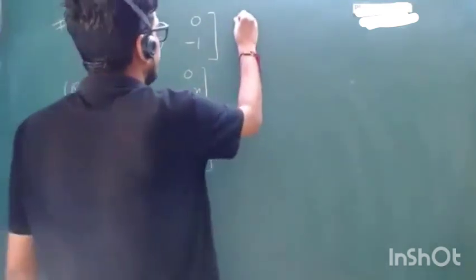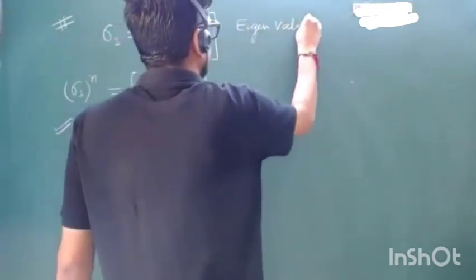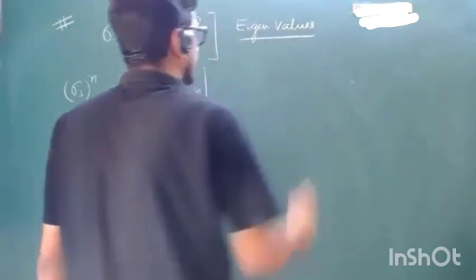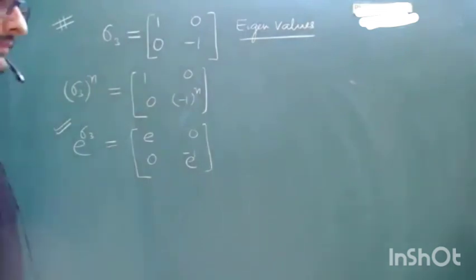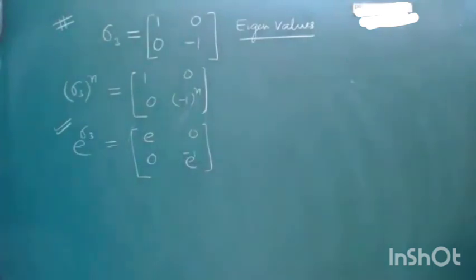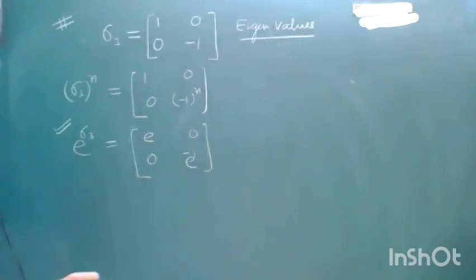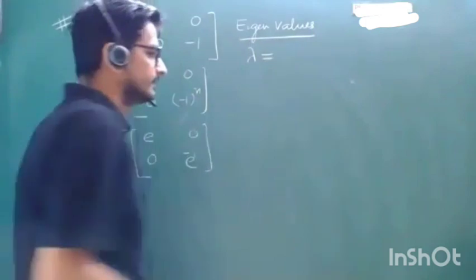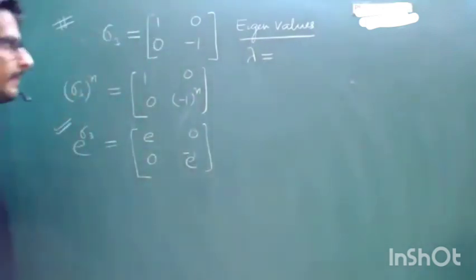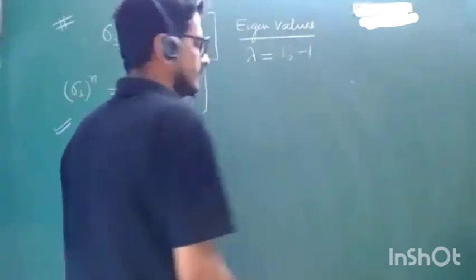So the first step will be the calculation of eigenvalues. Okay, the calculation of eigenvalues will be the first step. Correct? So let us write the eigenvalues of this. What will be the eigenvalues? जल्दी से बताना. 1 and minus 1. So if you calculate the eigenvalues, it will be 1 and minus 1.